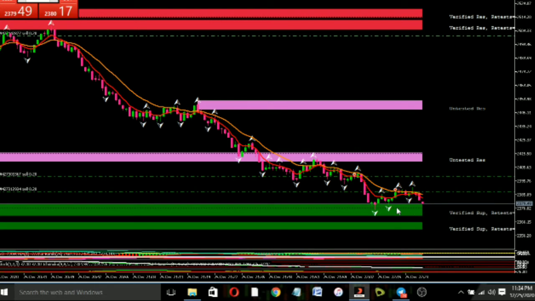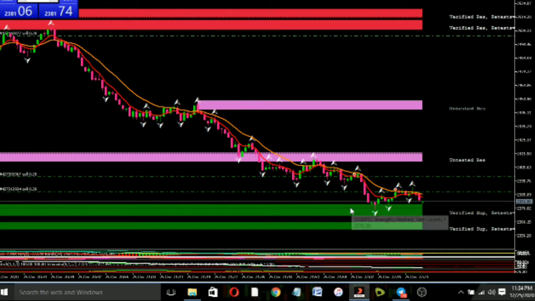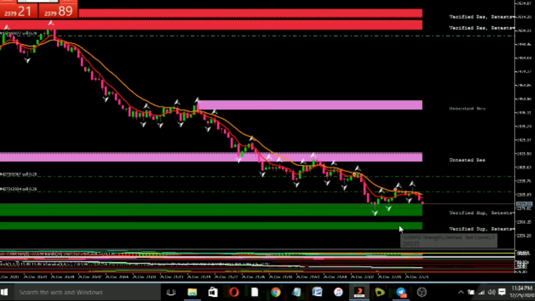You see this little black line? Allow the market to pass through it and probably break through before you take your trade. Allow the market to pass through the black line before you enter, because if it passes through this black line, there's every tendency for it to keep going down to come and retest this other support level.